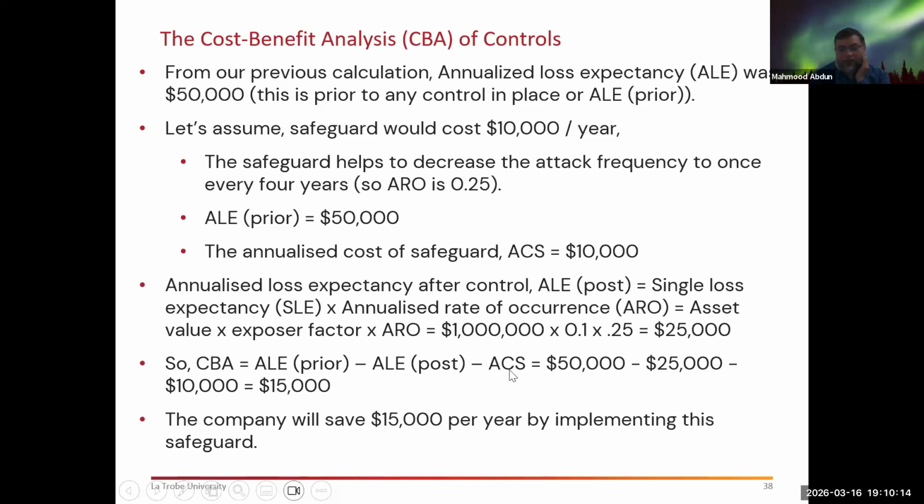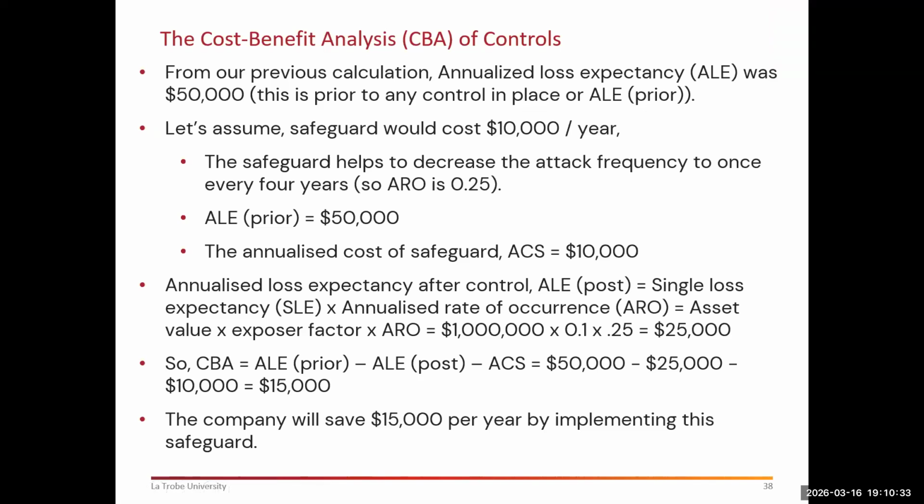Your CBA is equal to 50,000 minus 25,000, which is the new amount, minus 10,000 because that's an additional cost for you, the cost of the control. It gives you a net benefit of $15,000. Is it good or bad? Good. It's good.